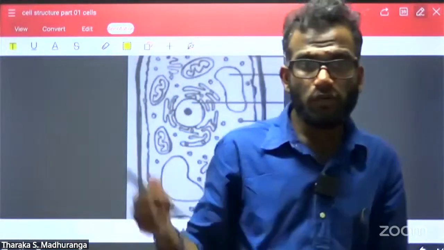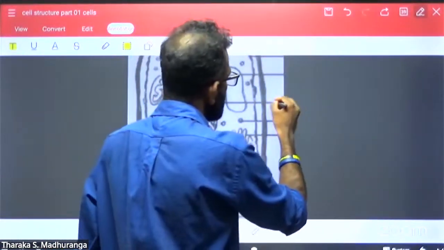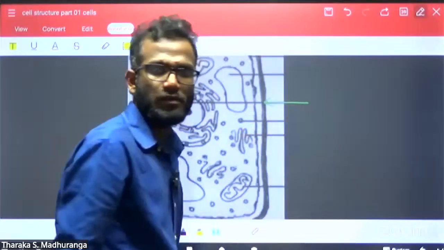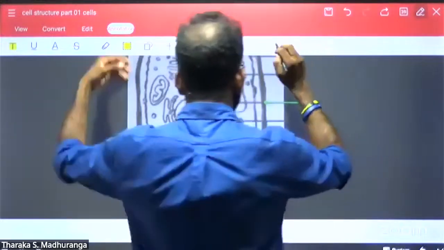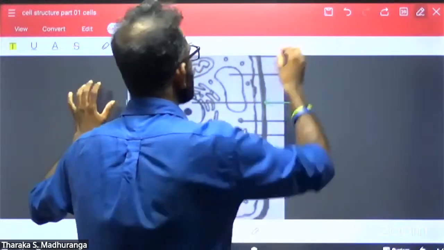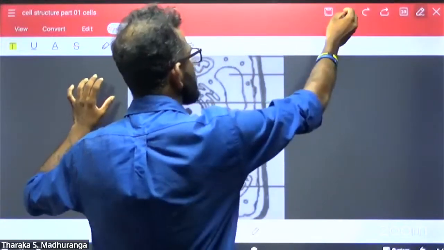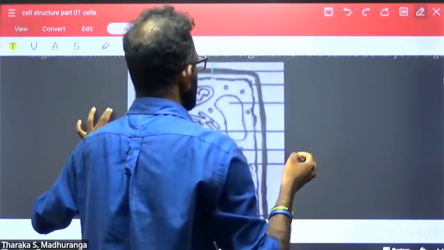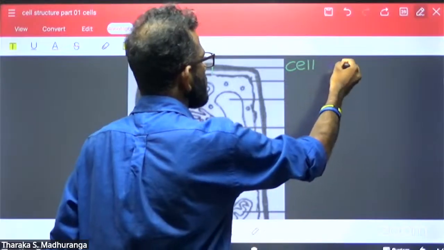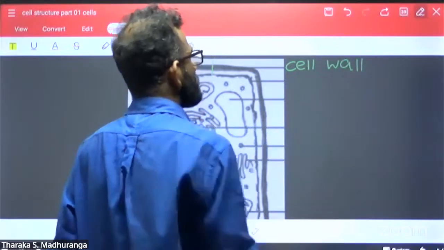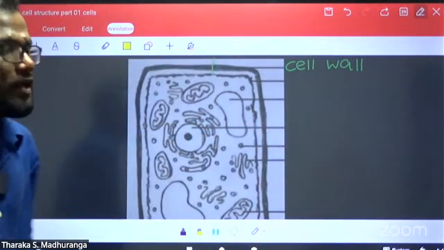What is this outer layer? I'm asking about this layer. Yes, it is the cell wall. Then I will start from the beginning. This is the cell wall, the outer layer. The name is not given, but this is the cell wall.